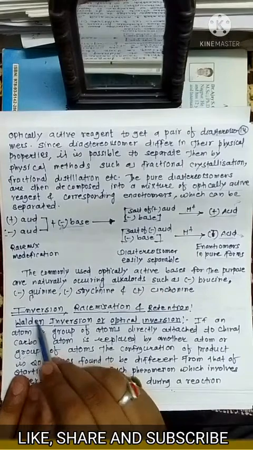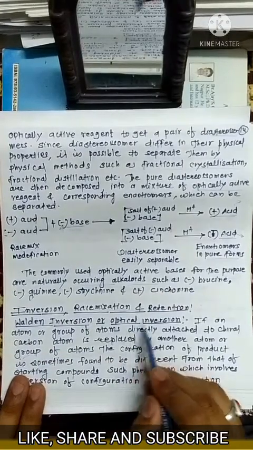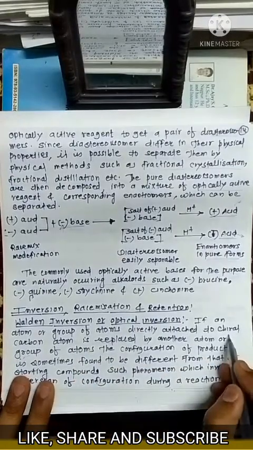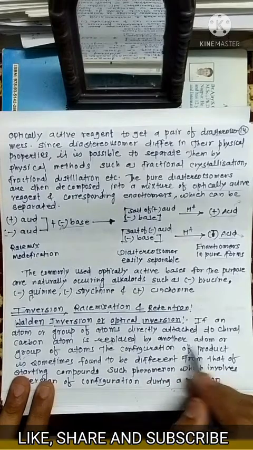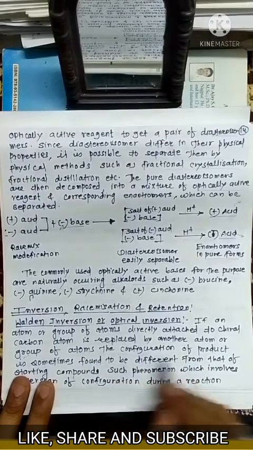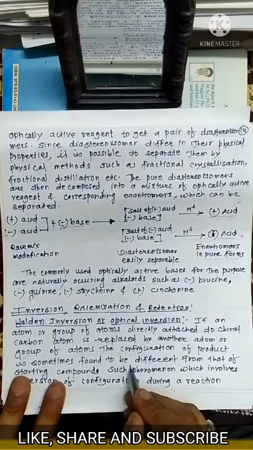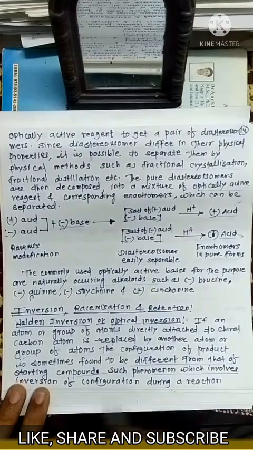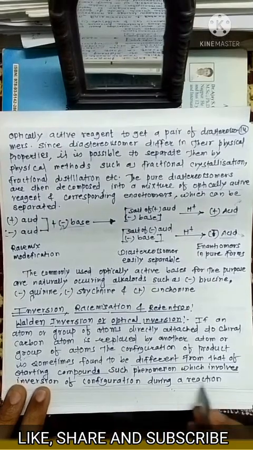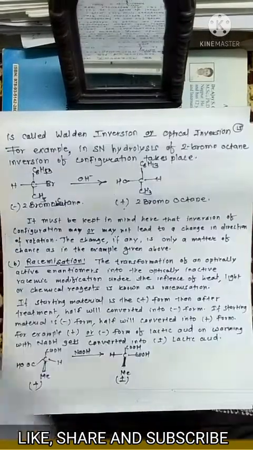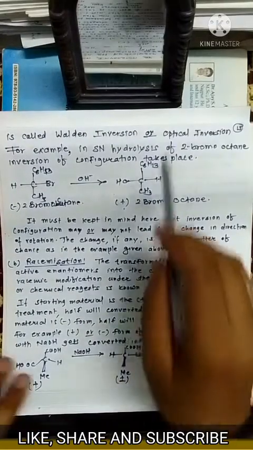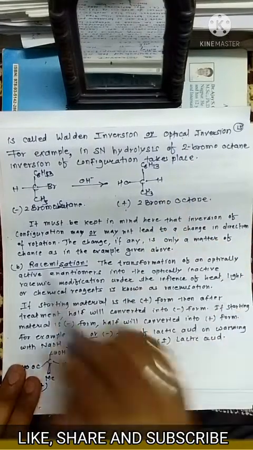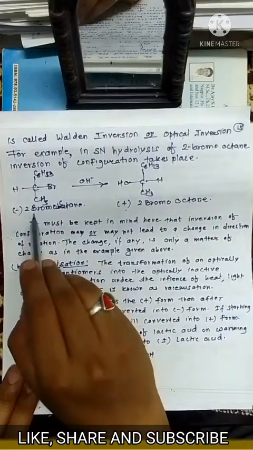First of all, what is meant by Walden inversion or optical inversion? If an atom or group of atoms directly attached to a chiral carbon atom is replaced by another atom or a group of atoms, the configuration of the product is sometimes found to be different from that of the starting compound. Such a phenomenon, which involves inversion of configuration during a reaction, is called Walden inversion or optical inversion.